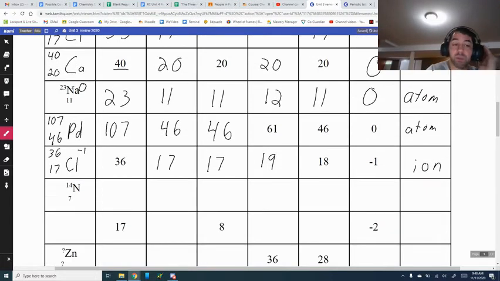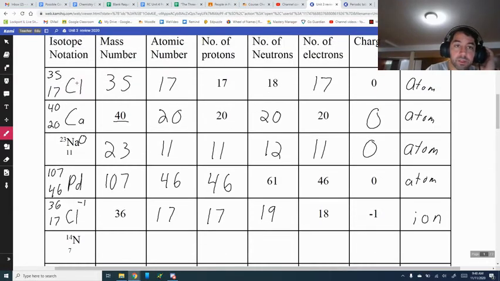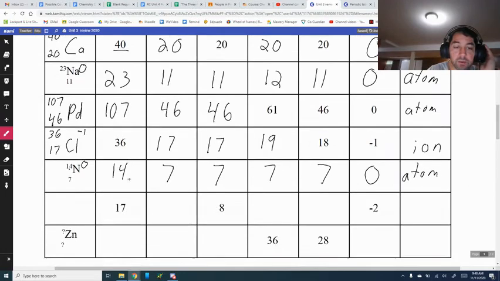All right, so next, we have nitrogen. Still need that mass number thing. So our mass number is 14, because it's the top left. Our atomic number is 7. Protons are 7. Neutrons are 7. Electrons are 7 because there is no charge here. So charge is 0, and that is an atom. That was a quick, easy one.